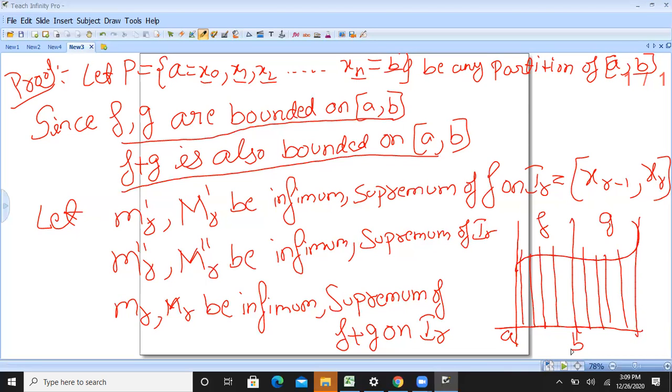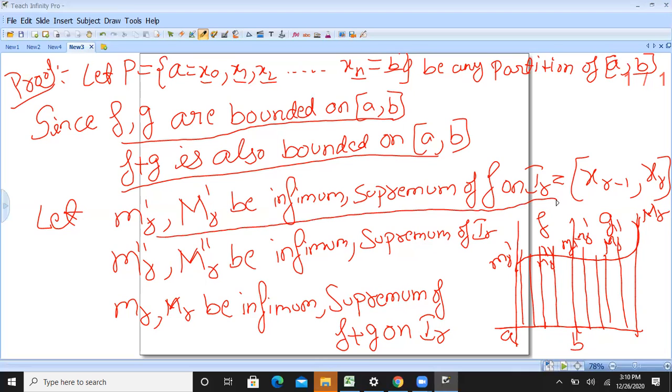First, the infimum, the smallest one, we call small mr dash. Next, we call the largest one capital MR dash, the supremum. Next, the mid term, small mr double dash, and capital mr double dash. Here is a small mr and here is a capital mr. So we have small mr dash, capital mr dash, the infimum and supremum of f on IR.